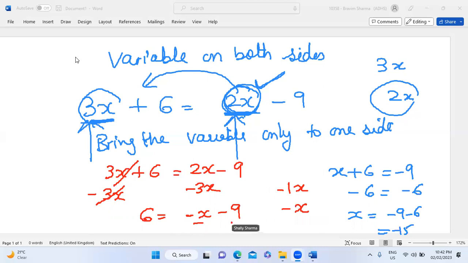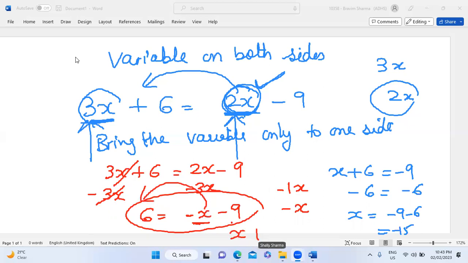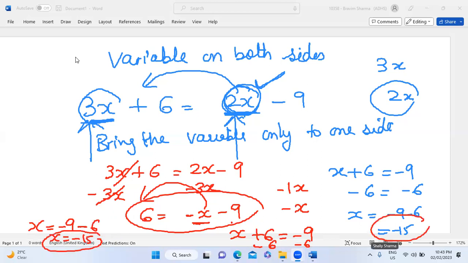And I explained this just now, that if you have a negative coefficient of the variable, you have to change its place. So now I will bring it to the left side. So it will become x plus 6 equals negative 9. And then you bring this 6 to the other side. So negative 9 minus 6, or you can say you are subtracting 6 from both sides. So x will be equal to negative 15. Still we are getting the same answer.